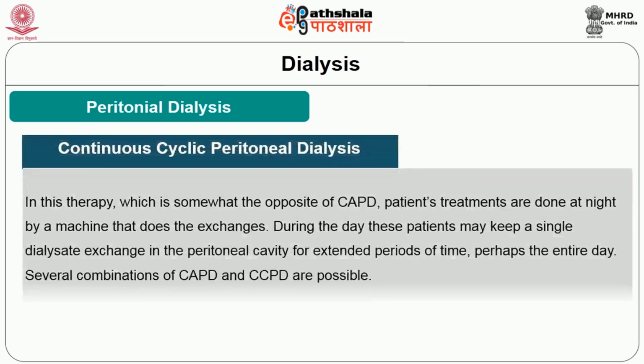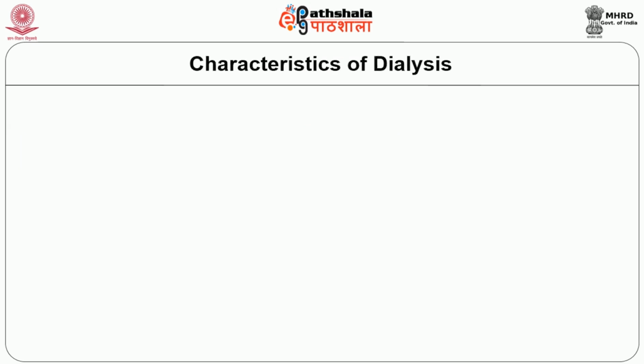Another type of peritoneal dialysis is continuous cyclic peritoneal dialysis, CCPD. In this therapy, which is somewhat the opposite of CAPD, the patient's treatments are done at night by a machine that does the exchanges. During the day, these patients may keep a single dialysate exchange in the peritoneal cavity for an extended period of time, perhaps the entire day. Several combinations of CAPD and CCPD are possible.